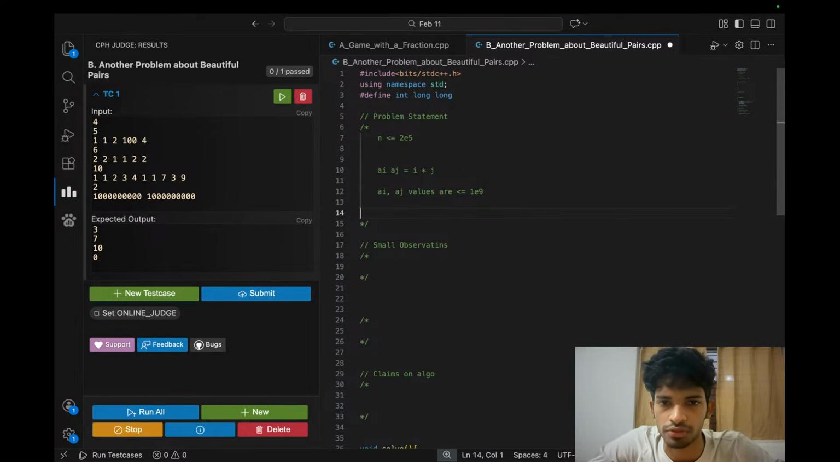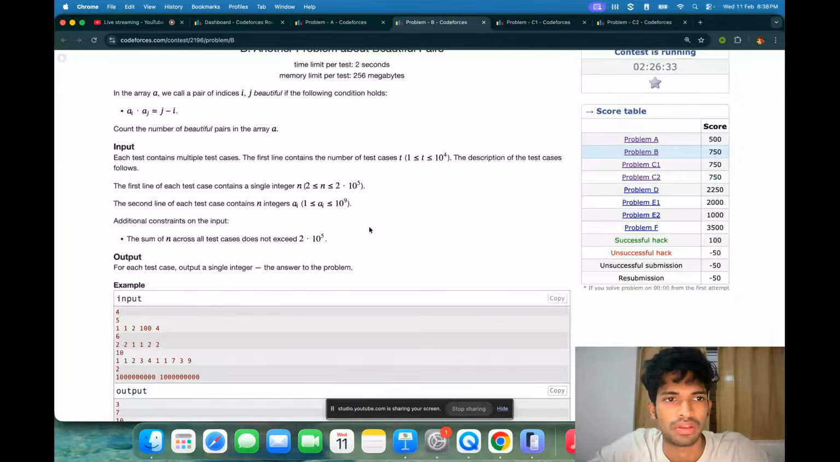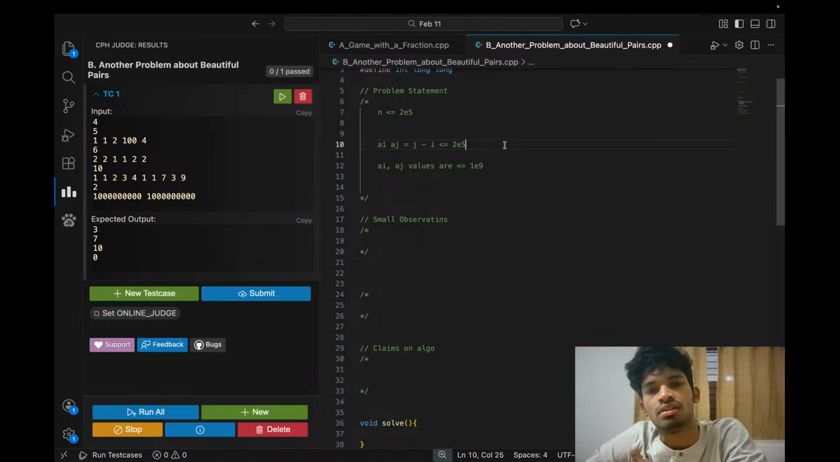So how do we count these pairs? What can we fix first? What can we not fix? J minus I less than or equal to 2e5. So this should be the main thing. That's it.